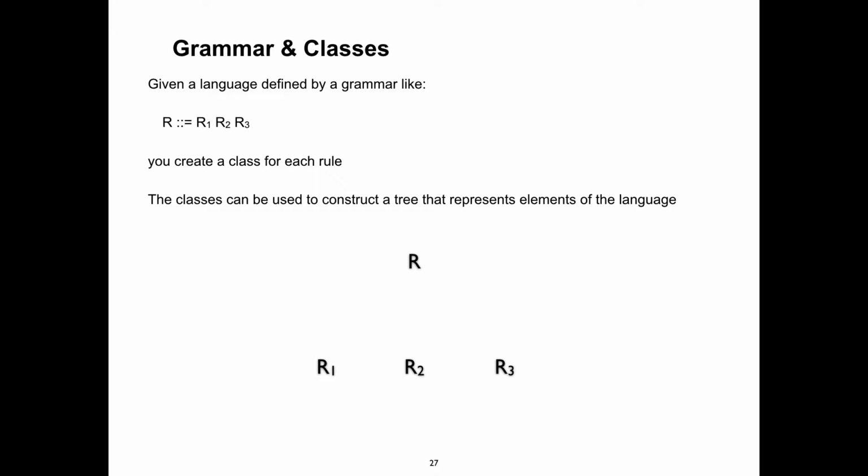So if I've got a grammar, and the grammar rule says R is R1 and R2 and R3, then what we're going to do is build a tree. The tree has R at the root, and then it's going to have a branch for R1, R2, and R3. Meaning, if I want to execute R, I have to first execute R1 and R2 and R3, because that's what R is.